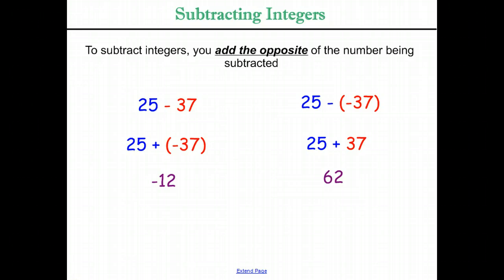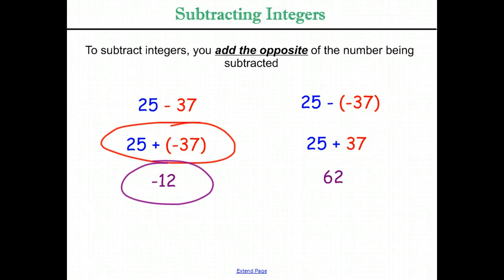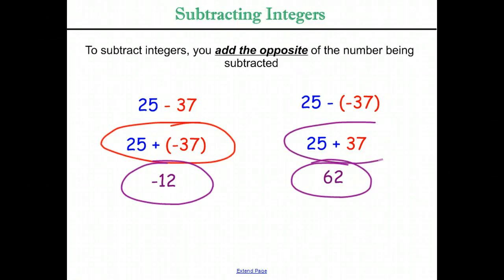So, to subtract integers, you add the opposite of the number being subtracted. That is, 25 minus 37 represents the same as 25 plus a negative 37. And if you're unfamiliar with how to add together integers that have opposite signs, go ahead and look back at the adding integers, particularly the adding with negative integers video lesson, and we get negative 12. At the same time, 25 minus negative 37 is the same as 25 plus a positive 37, which is 62.